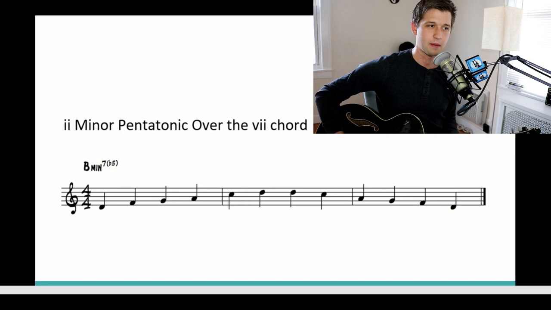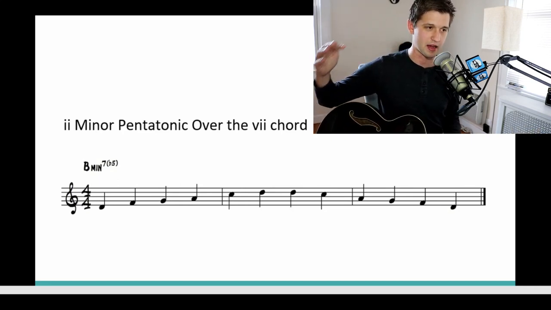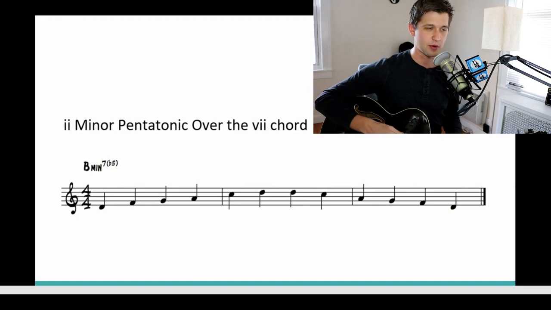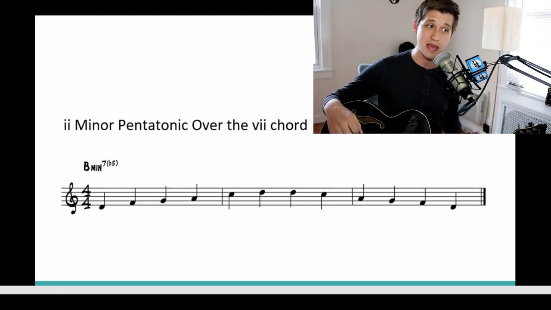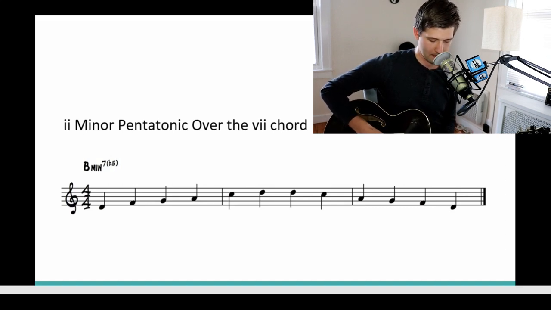So oftentimes we say the Locrian mode. But another way to conceptualize it is playing a minor pentatonic scale, a minor third up from that chord. Okay, so I'll say that again. B minor 7 flat 5. Play a minor third up, a minor pentatonic scale. So if we were to go a minor third up from B, what would it be? It would be D, okay? So here's the sound. So this is a D minor pentatonic.